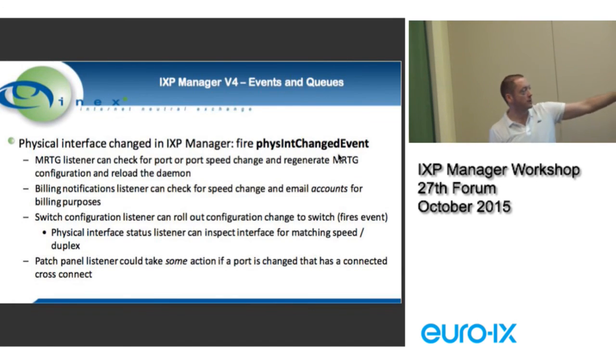The switch configuration system could roll out a configuration change for the switch. That in turn could fire a new event. And a physical interface status system can say, right, the port has changed here. Does everything match up? Port speed, duplex, are all those correct as per the configuration?